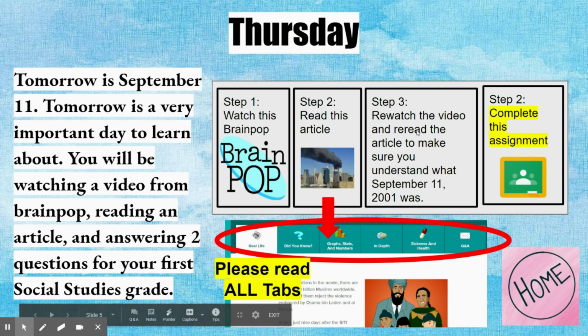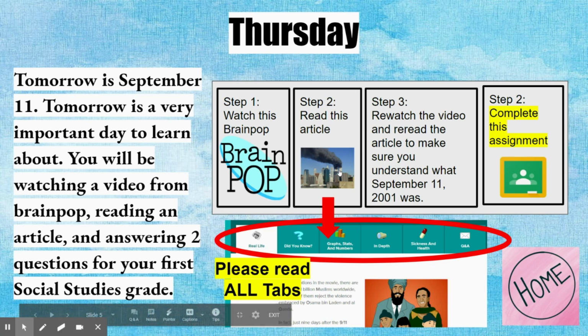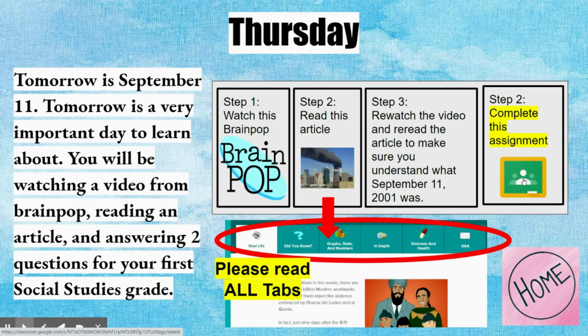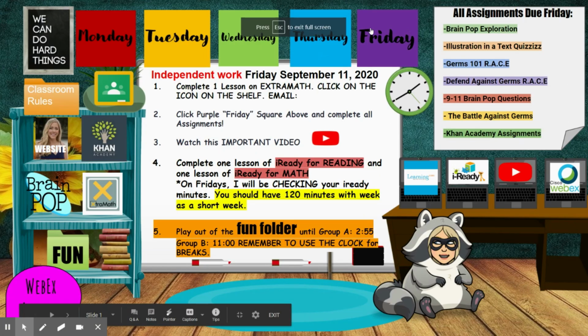So this is Thursdays, and this just gave a step by step on everything they needed to do for their independent work. I just wanted them to watch a Brain Pop video about 9/11. I wanted them to read the articles from 9/11 as well, looking through all these tabs. And then I wanted them to rewatch and reread anything that they didn't completely understand. And then they were to complete this assignment, and I linked the assignment directly from Google Classroom. So they just click on it, and it pulls the assignment up directly. So this is what I added new.